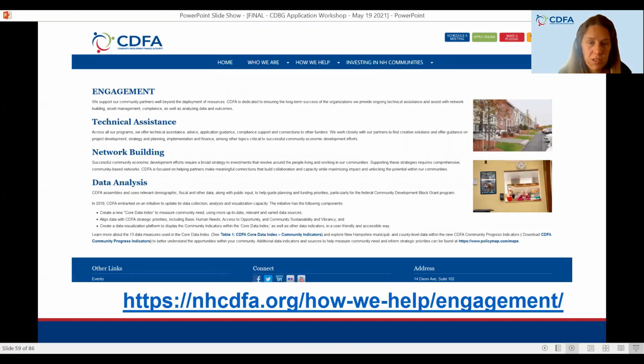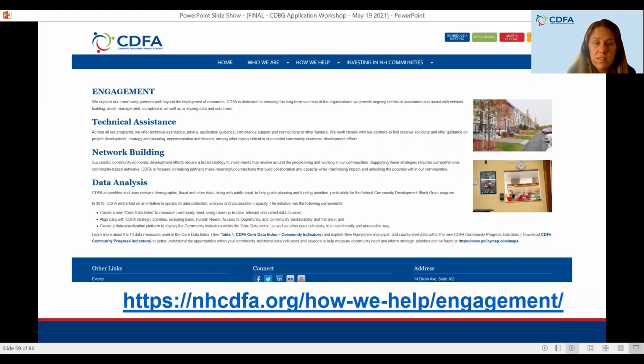So this information, the CDFA Core Data Index is available on our website. And we're actually building out the visualization of this data so that in the future, you'll actually be able to look at maps that show these data points in comparison to other communities. And you can really see on those maps where there's a significant need, for instance, for better access to affordable and healthy food, or where there's a significant need, as we know there is across the state, for affordable housing, but where that's most acute.